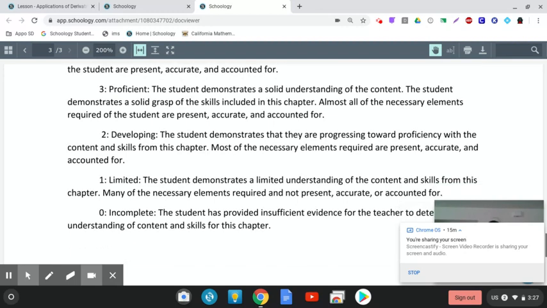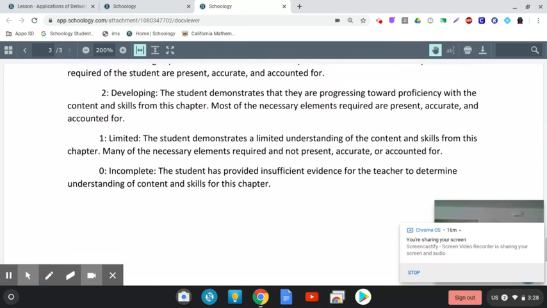All right. 3, proficient, is, okay, you understand what's going on. You have pretty good skills. Almost everything that I've asked you is there, and it's accurate. So maybe you made little mistakes along the way, but overall, I can see that you're getting there. 2, developing. Student demonstrates that they are progressing towards proficiency with the content and skills from this chapter. Most of the necessary elements required are present, accurate, and accounted for. So you're making a lot of little mistakes, and it's hindering my ability to say that you really understand this.